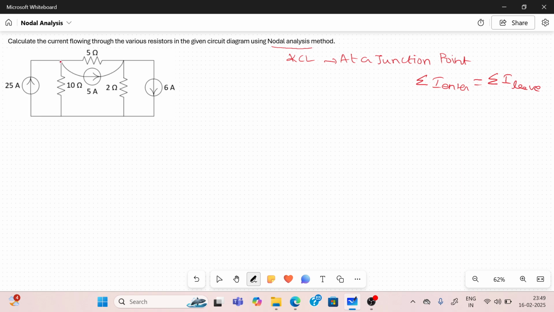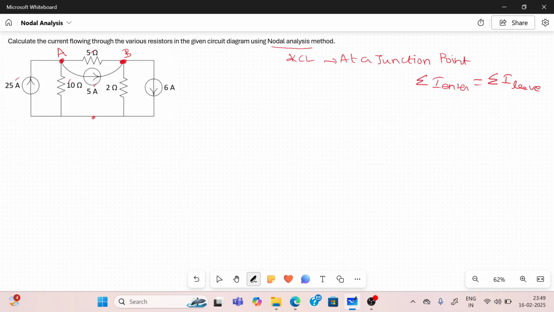You can see here, this is one junction point which has four elements: the 25 amps, 10 ohm, 5 amps, and 5 ohm. All four elements are connected. We take this as node A, junction point A. Next, here the same 5 ohm, 5 amps, 2 ohm and 6 amps are connected. Four elements are connected. The condition for a junction point is more than 2. So this is one node.